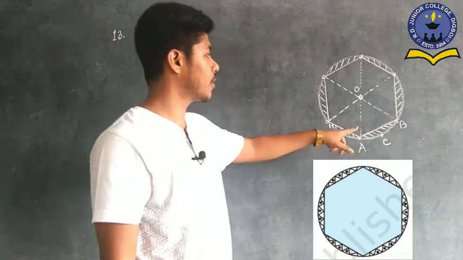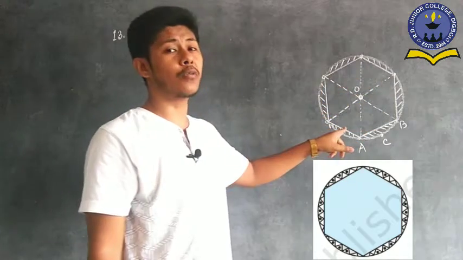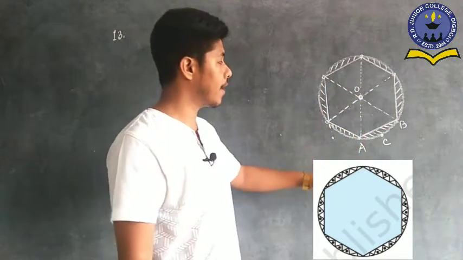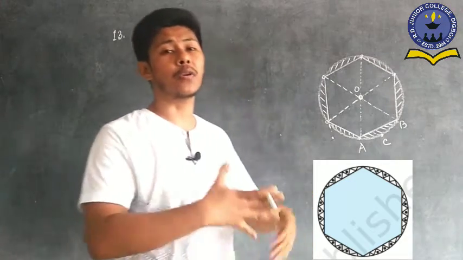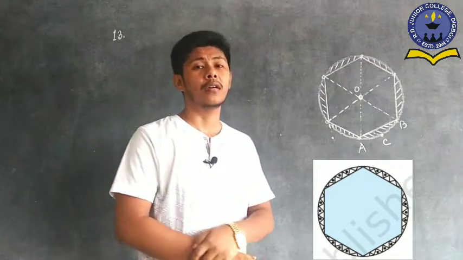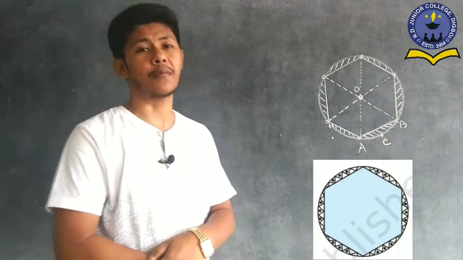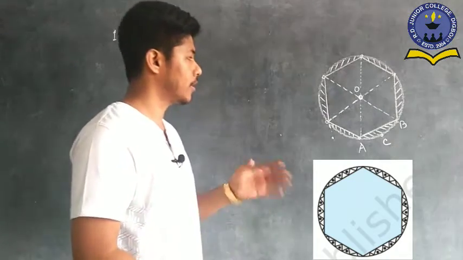And how many segments of this type are there? 6 segments are there, so we have to multiply by 6, and then finally we have to multiply this total area with the cost, which is how much? 0.35. Is it clear? So let's see how we can do this.